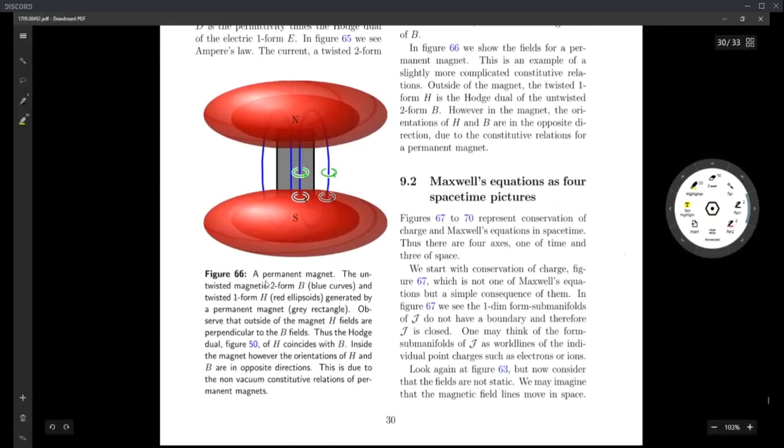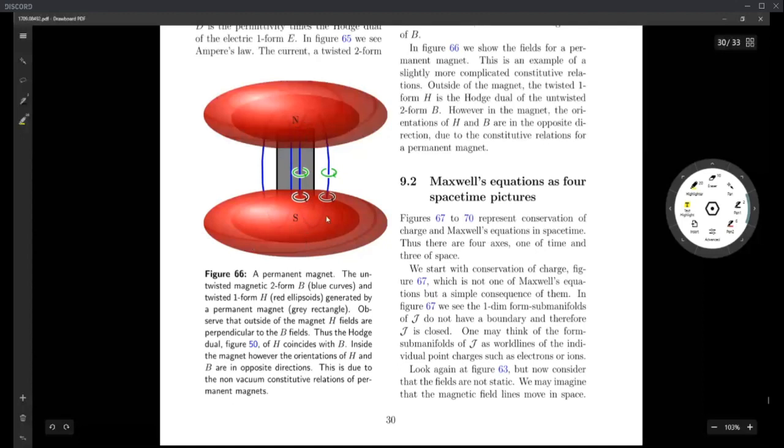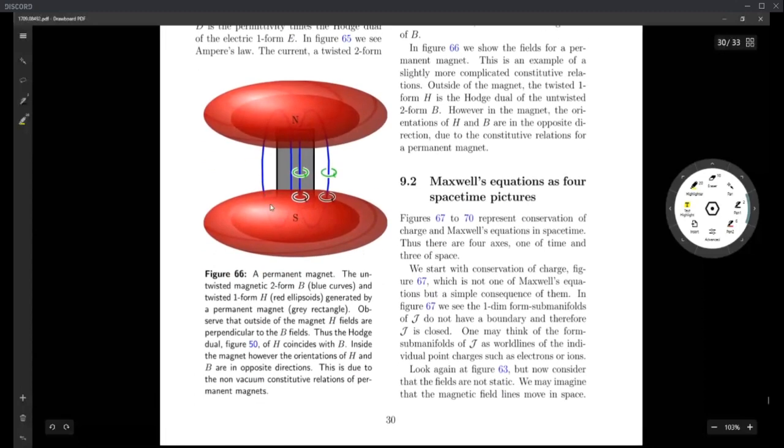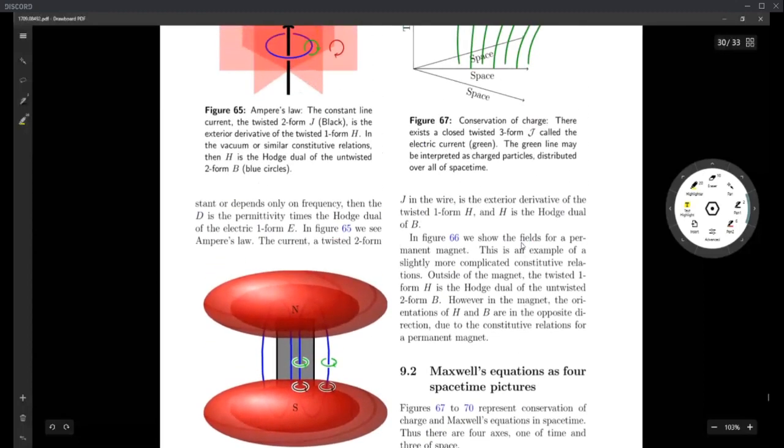So, similar case for the permanent magnet, your blue curves are basically twisted one forms, and your ellipsoids, these really, really weird ellipsoids, are generated by the permanent magnet. And you can see that they are actually perpendicular. The field lines are actually perpendicular to the B fields. Thus, obviously, you can then say that they coincide, that these field lines intersect with this. And this is again due to a really weird phenomenon that happens in permanent magnets, where the closer you approach the poles, the weirder your field lines get.